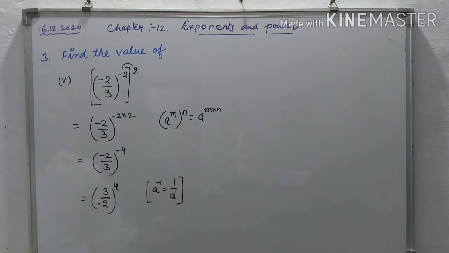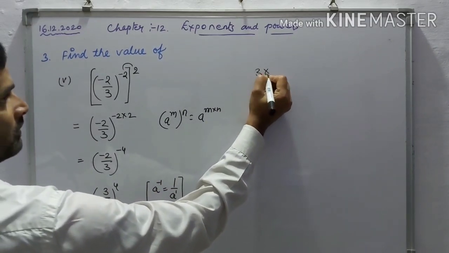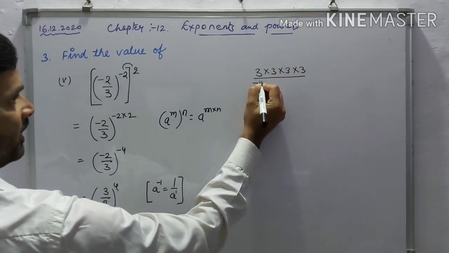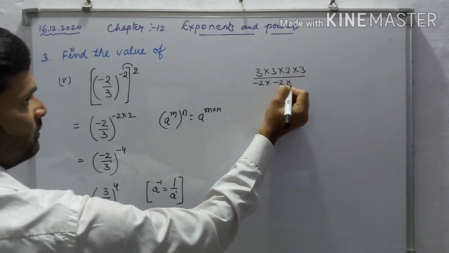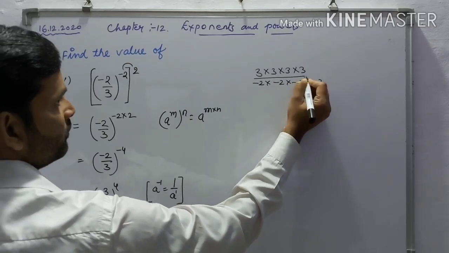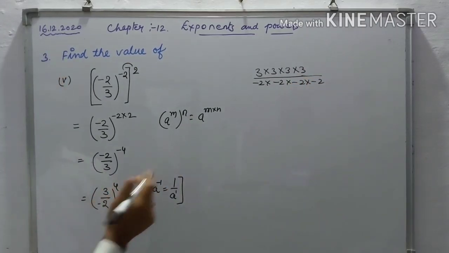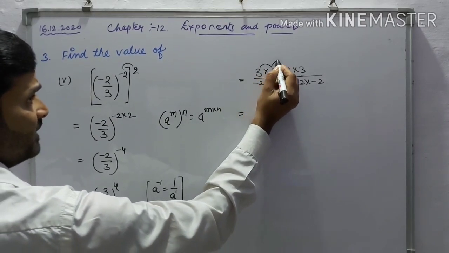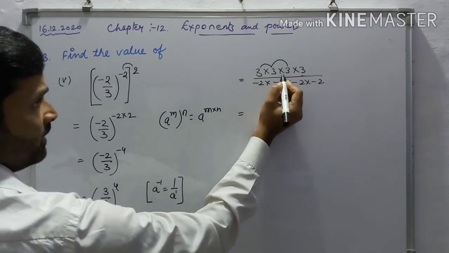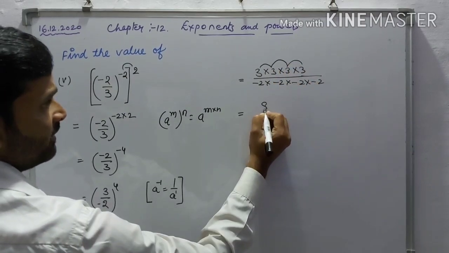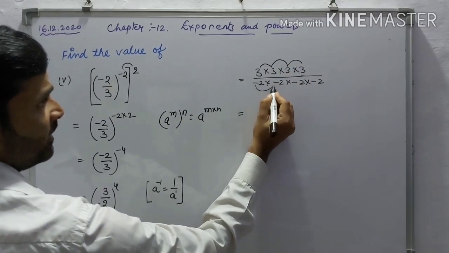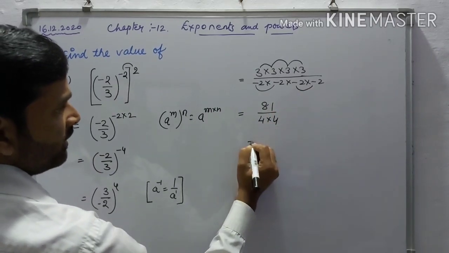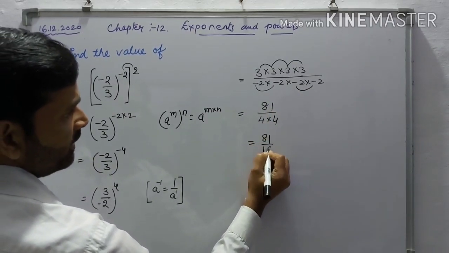Okay, so then 3 into 3 into 3 into 3 upon -2 into -2 into -2 into -2, 4 times the power of 4. Then multiply: 3 times 3 is 9, 9 times 3 is 27, and 27 times 3 is 81. And minus minus plus, 2 to the 4 is 16, so the answer is 81 upon 16.